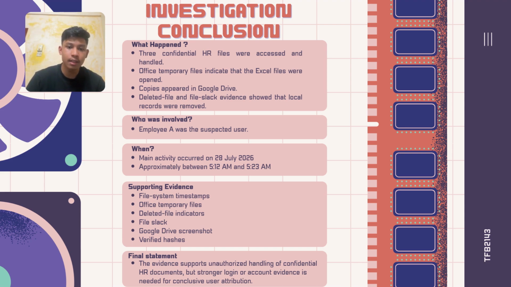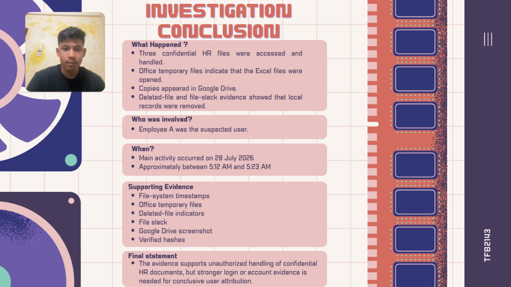Deleted file indicators and file slack evidence also suggest that some local copies were deleted after they had been accessed or copied. The main file activity occurred on 28 July 2026, mainly between approximately 5:12 a.m. and 5:23 a.m. Employee A was identified as the suspected user in the investigation plan.